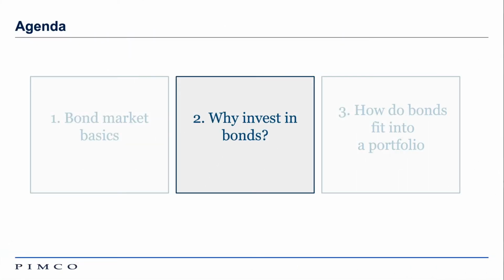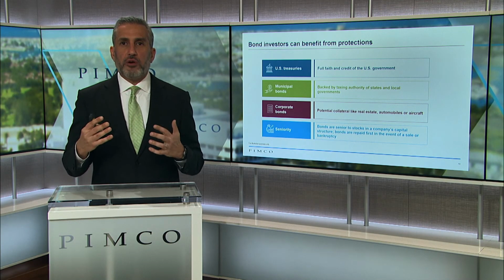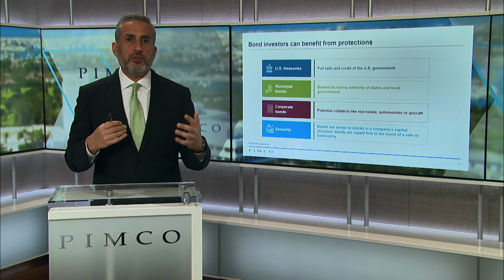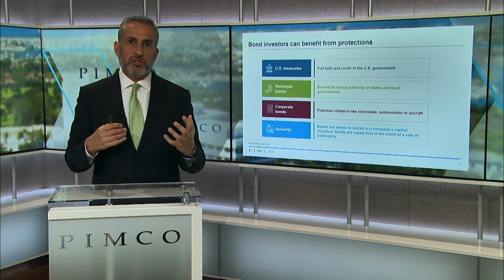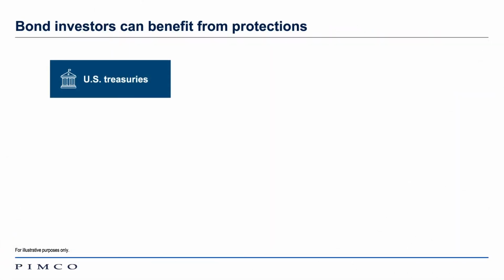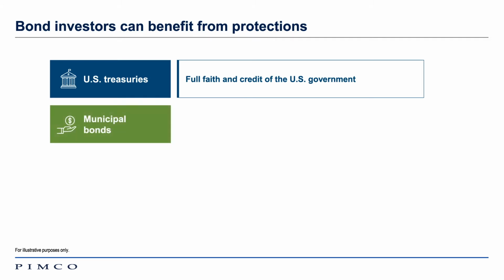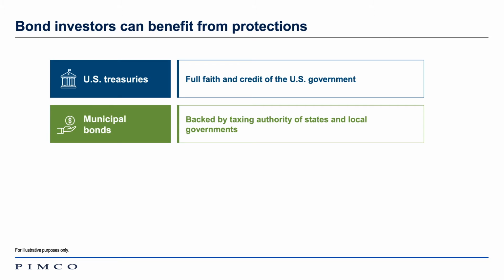All of this begs the question, well, if there are so many risks, why do investors allocate to bonds? The good news is that, in short, there are also benefits, opportunities, and certain protections for investors. Investments in U.S. Treasuries, for example, are backed by the full faith and credit of the U.S. government. Investments in municipal bonds are backed by the taxing authority of state and local governments.